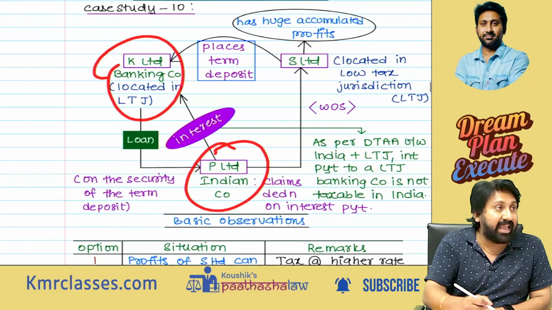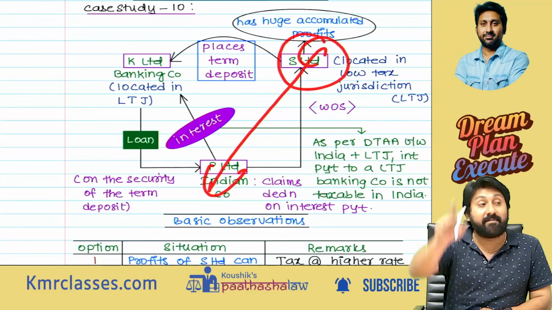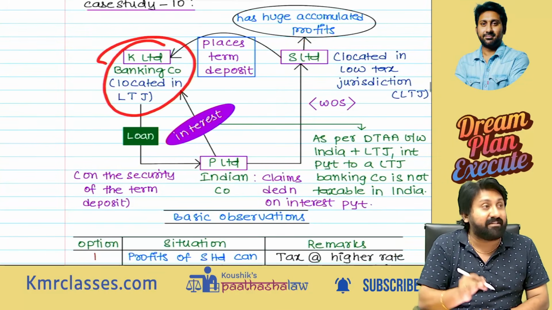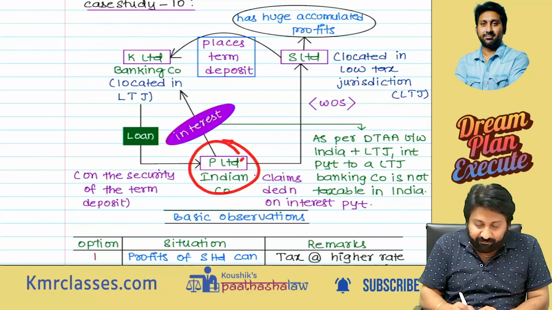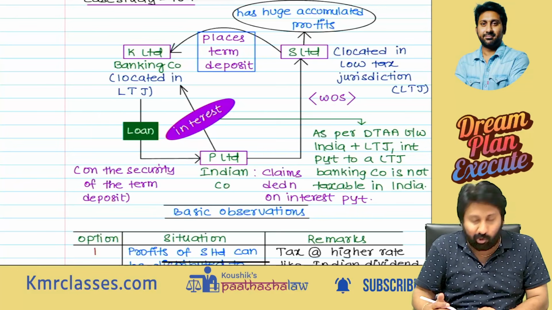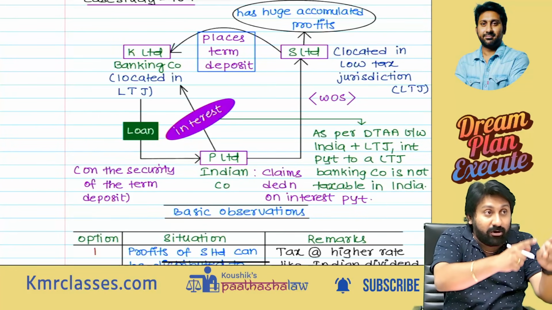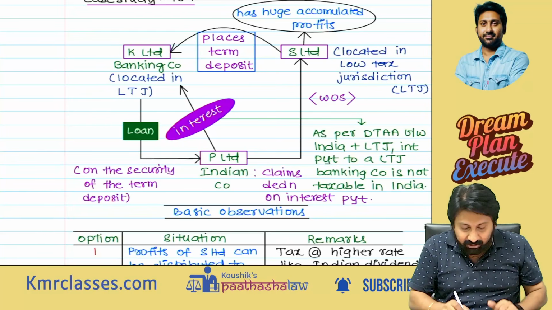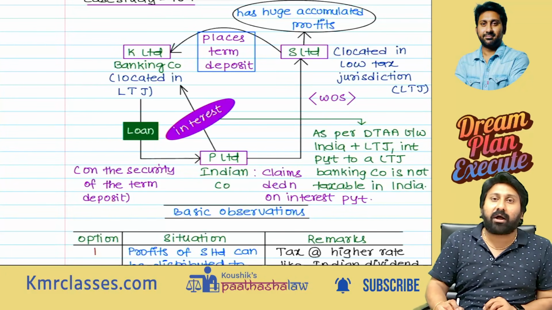By whom? K Limited. If the same $1 crore loan is given by S Limited, it becomes a deemed dividend. But now it is given through K Limited, a banking company. Therefore, this will not become a deemed dividend. It becomes a loan. Okay. It means accumulated profits came into the hands of P Limited through a round tripping transaction. That's the deal that was made by these two parties.